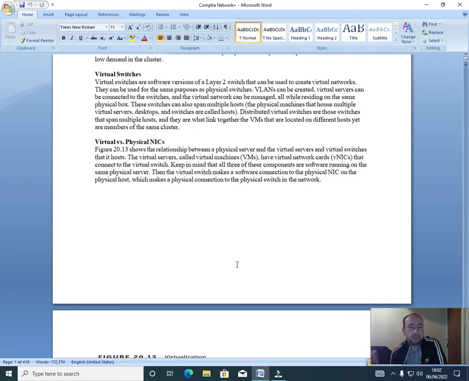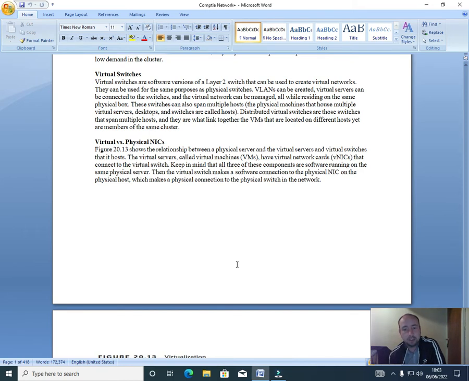Virtual switches. Virtual switches are software versions of a layer 2 switch that can be used to create virtual networks. They can be used for the same purpose as physical switches. VLANs can be created, virtual servers can be connected to the switches, and the virtual network can be managed, all while residing on the same physical box. These switches can also span multiple hosts.